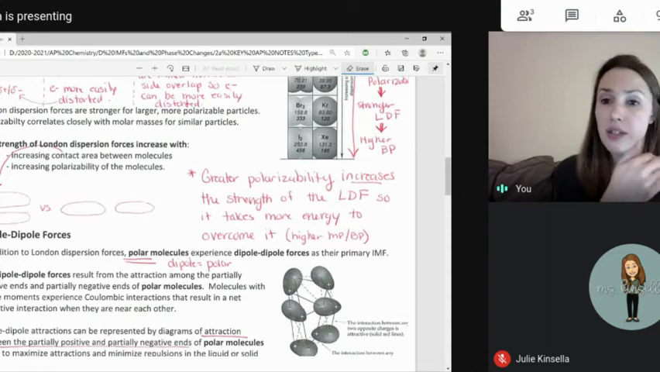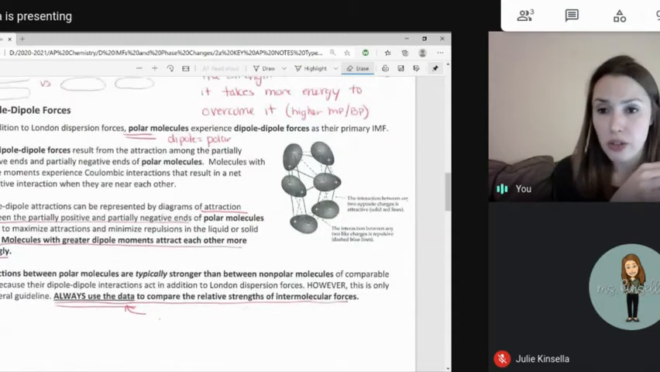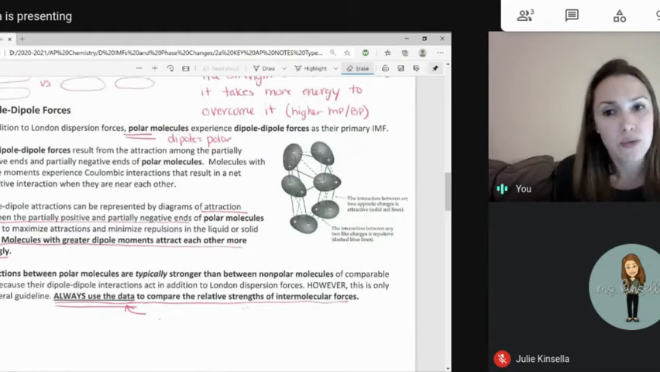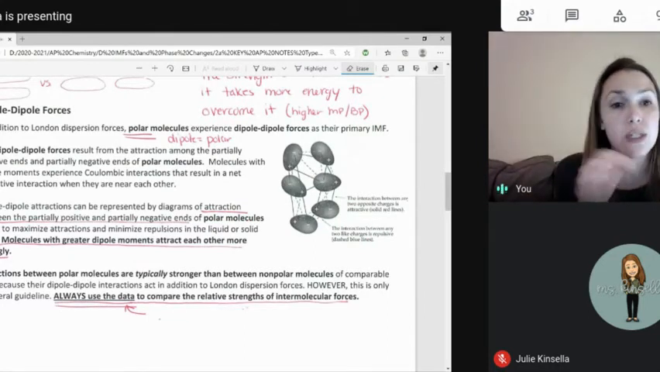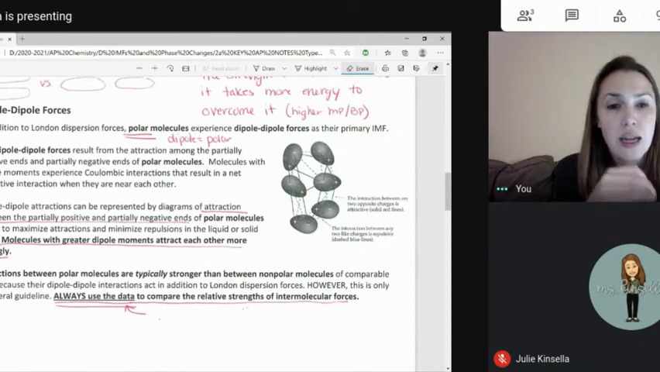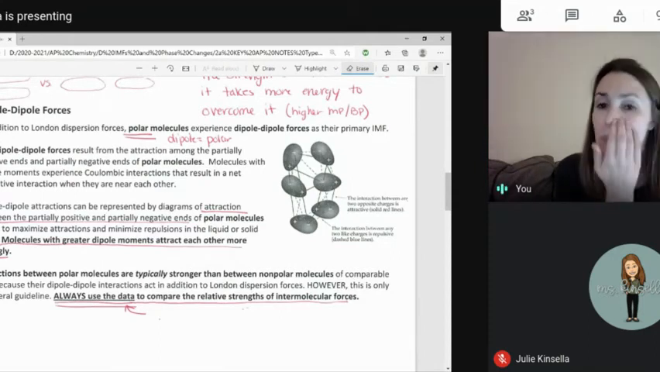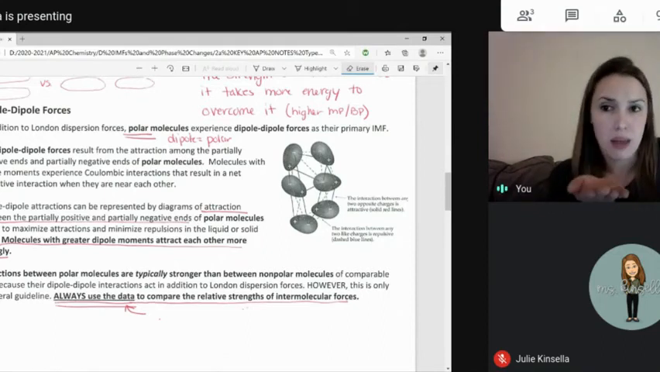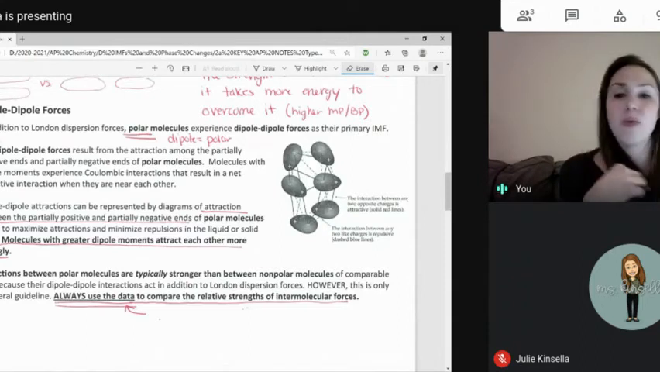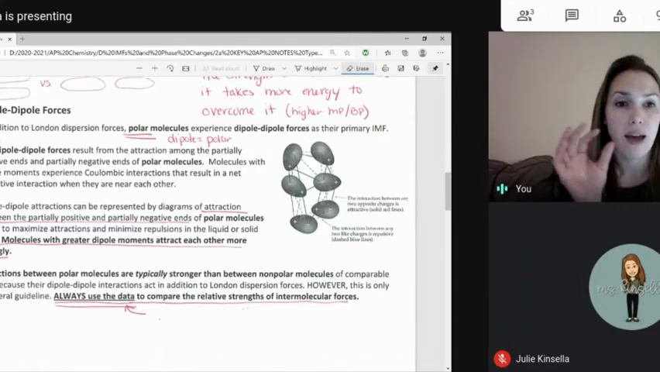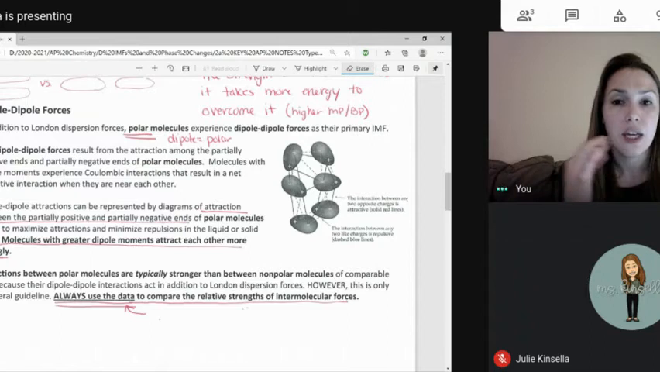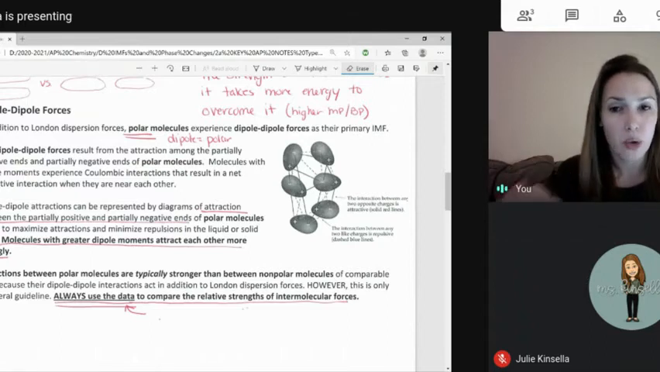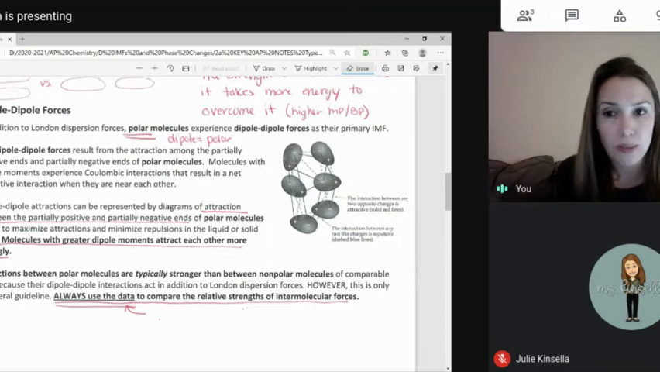All right, another type of intermolecular force of attraction is dipole-dipole forces. So in addition to London dispersion forces, polar molecules will experience dipole-dipole forces as their primary IMF. So remember, dipole means polar, so dipole-dipole would be between two polar molecules. So this results when, with our polar molecules, we have a partial positive and a partial negative end. Those are going to create an attraction with another polar molecule.